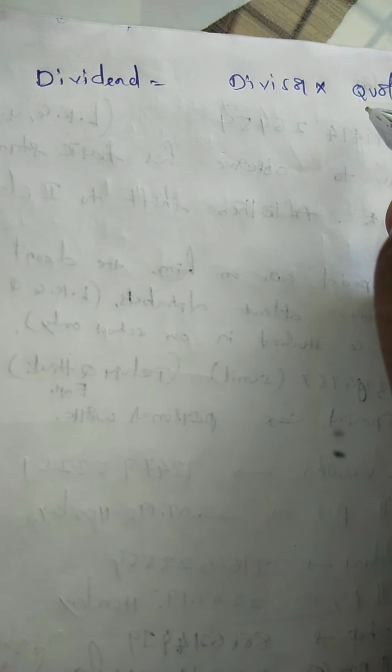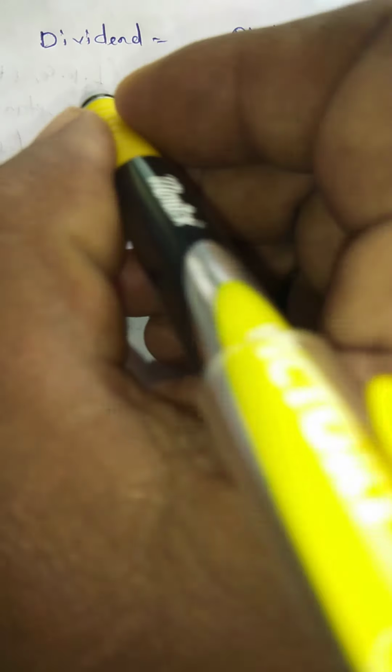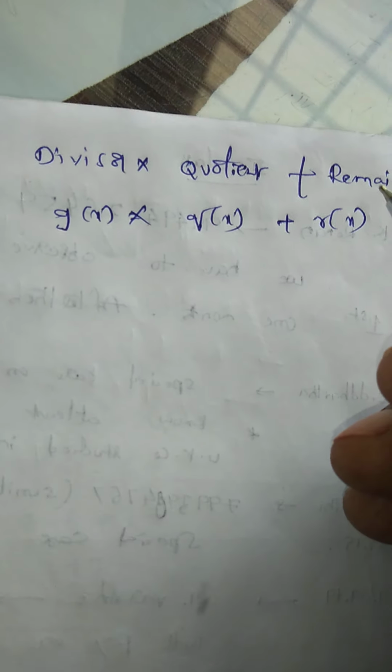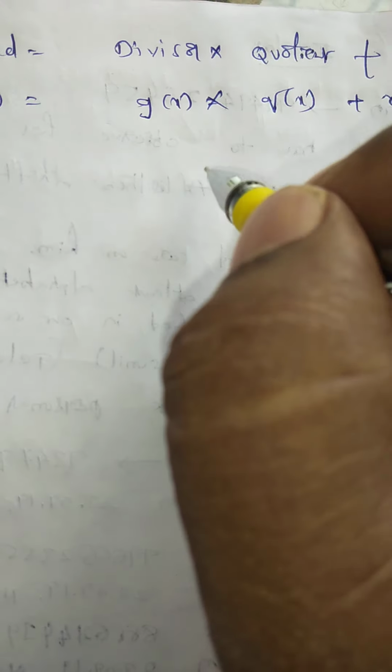In polynomials also, the same formula we have to apply. For the polynomial p of x, g of x is the second polynomial, that is called the divisor. P of x is the dividend, g of x is the divisor, q of x is the quotient, r of x is the remainder. Now you can observe: is this formula correct or not?